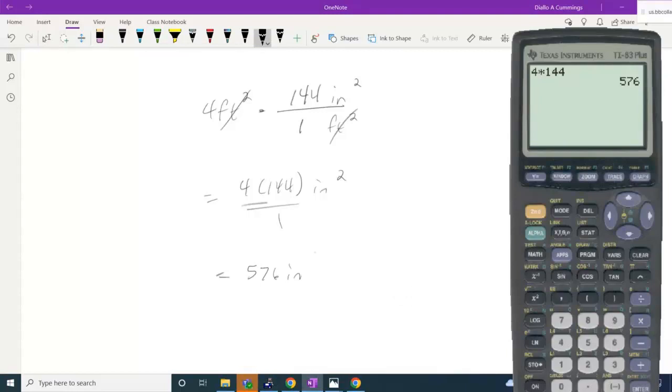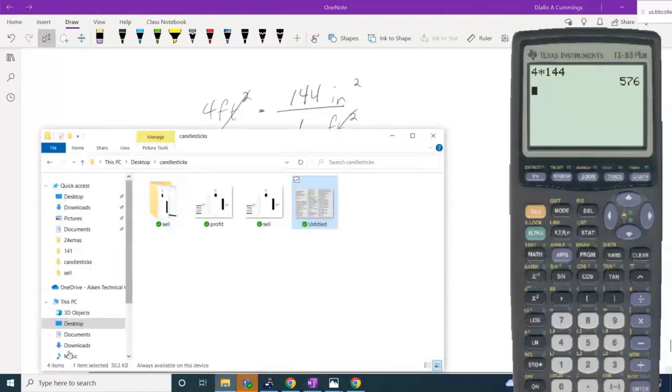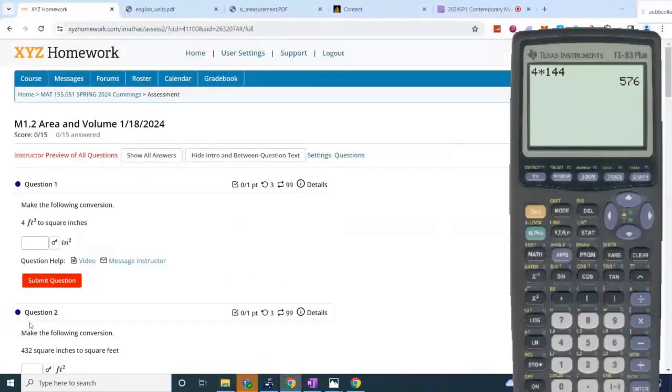576 square inches. Area is always in units squared. And as we go further in the course, volume is always in cubic units. And then perimeter is just in the unit alone. Right? So for that first example, we have 576 square inches.